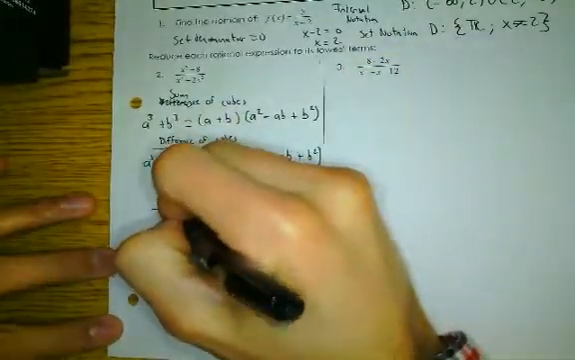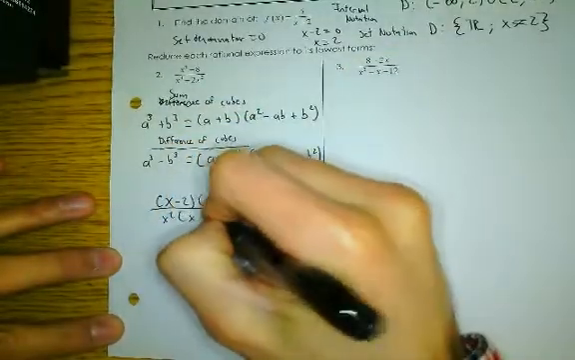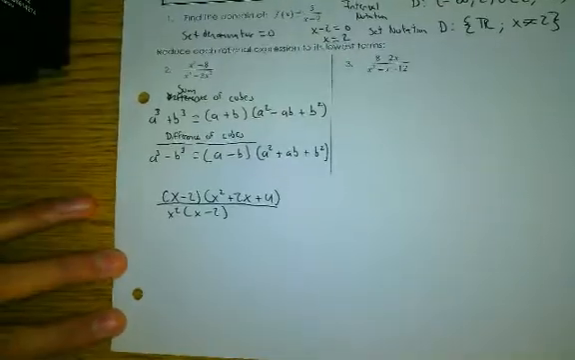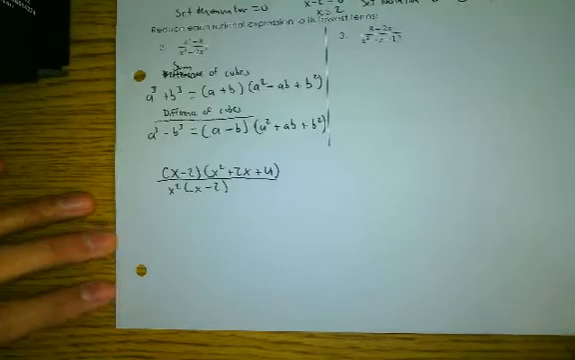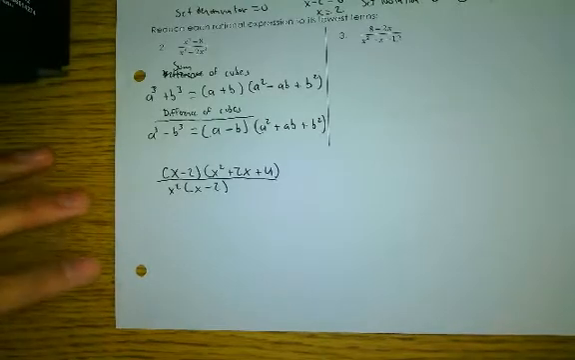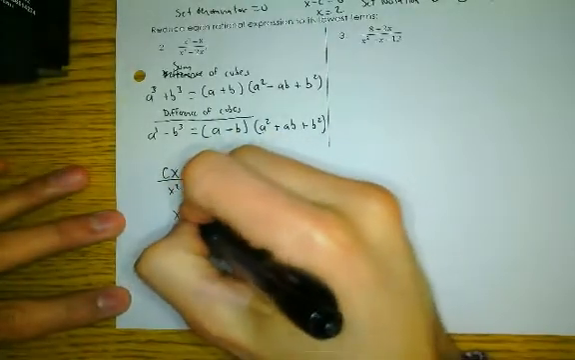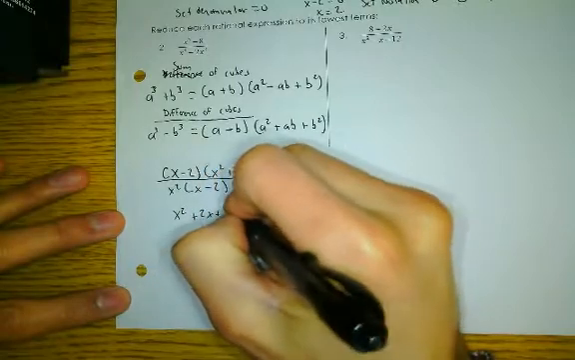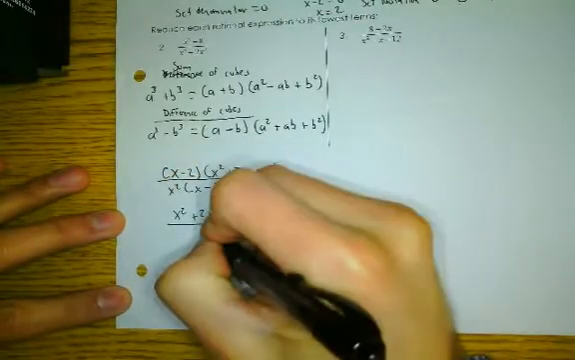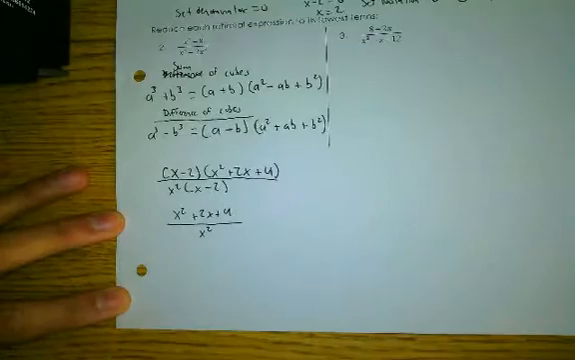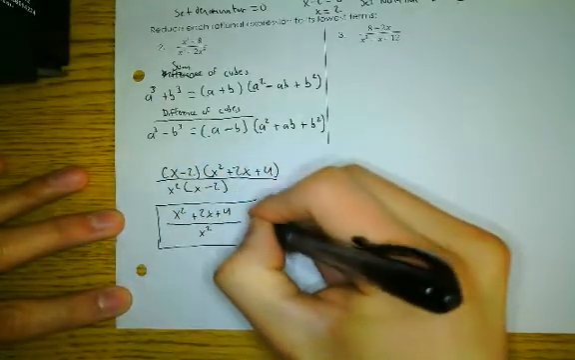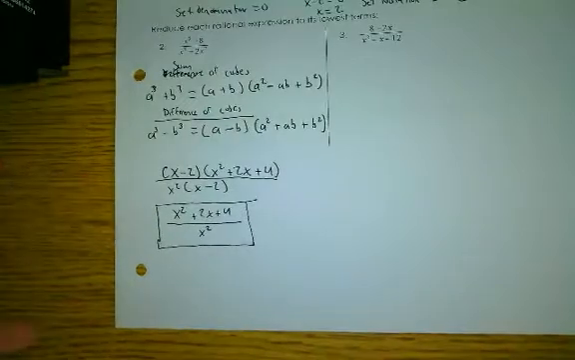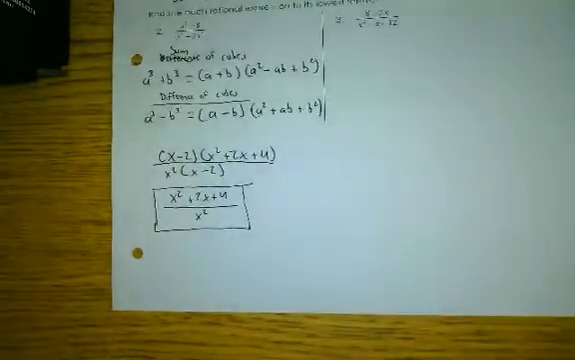You can factor out an x squared, which leaves you with x minus 2. Correct? Now, at this point, you're going to recognize that something should cancel out. So you're left with x squared plus 2x plus 4 all over x squared. And that's going to be your answer, because the numerator will not factor out. You can try to, but I promise you it's not going to factor out.